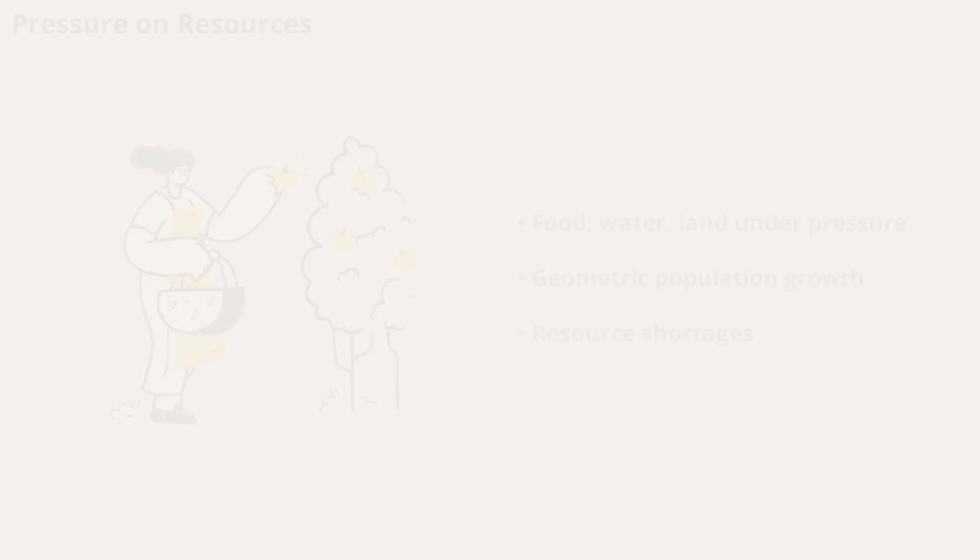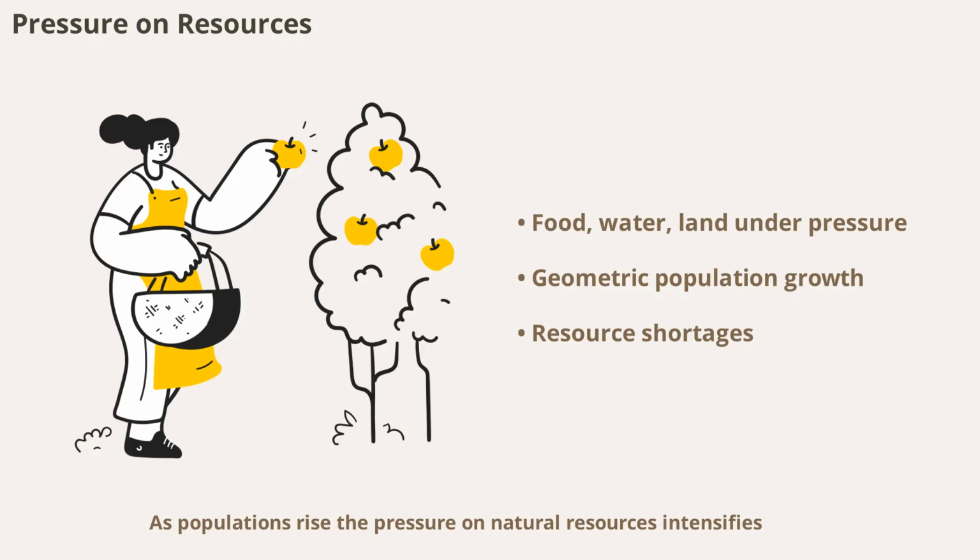As populations rise, the pressure on natural resources intensifies. Resources are any substances, energies, or organisms used by humans for their welfare. The main resources under stress include food, water, land, forests, energy, and minerals. While food production increases arithmetically, population grows geometrically, leading to shortages and competition for essential resources.